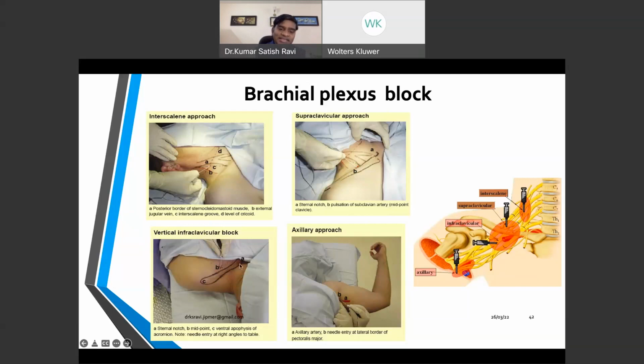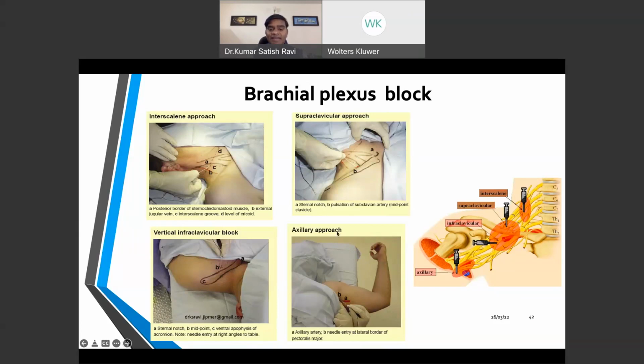So over here, you can see this is the clavicle, right? Over here, you have the sternal notch, right? And this is the midpoint of the clavicle. If you see over here, this is the lateral end of the clavicle, right? Over here, you will be getting the acromion process of the scapula, right? So the needle will be entered at right angles to the table. So this is the infraclavicular block if we give in this area.